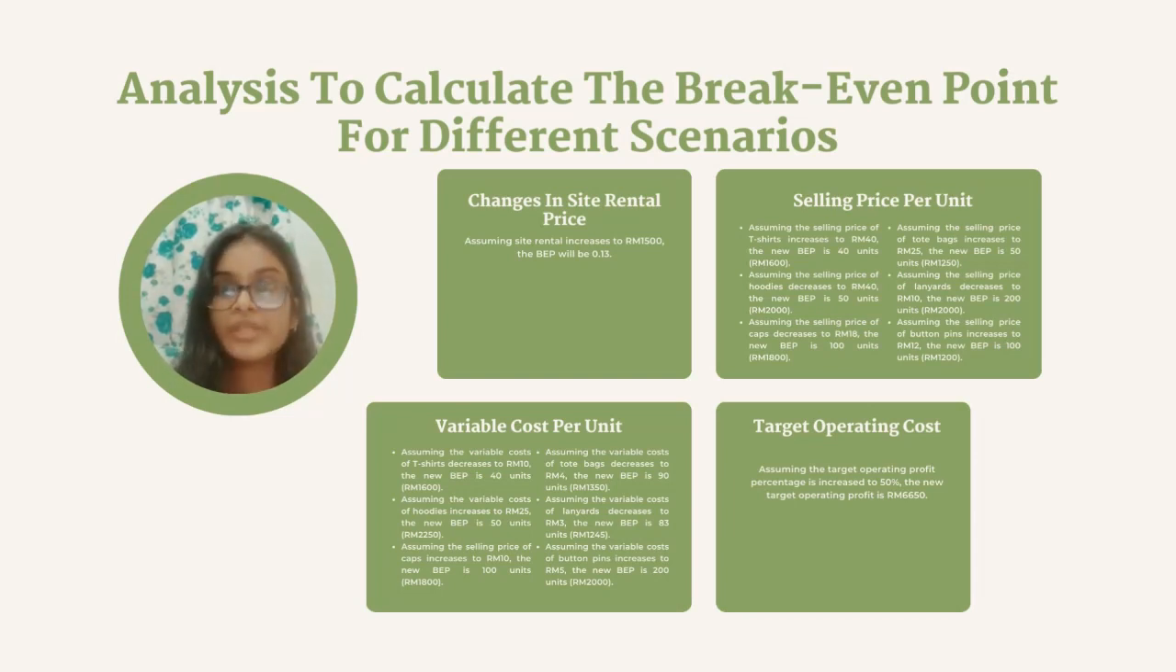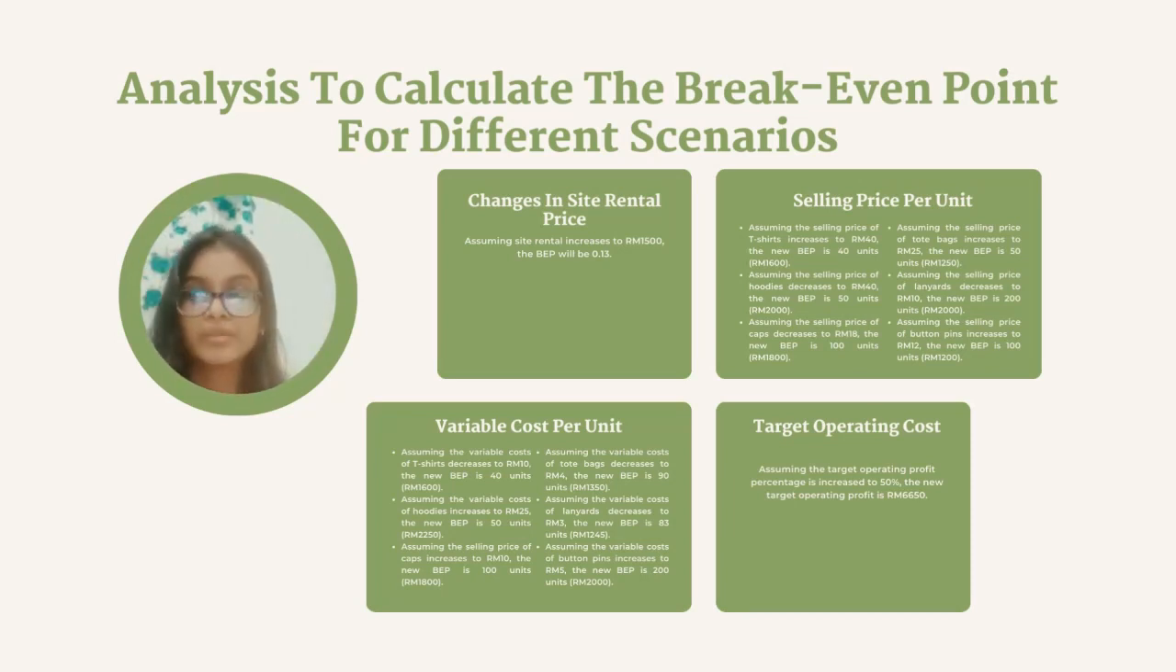Hi everyone, my name is Radishwari and I'm from Consular Organization A22A0878. Today I would like to present an analysis to calculate the break-even point for different scenarios. Firstly, changes in site rental price. Assuming site rental increases to RM1,500, the BEP will be 0.13.